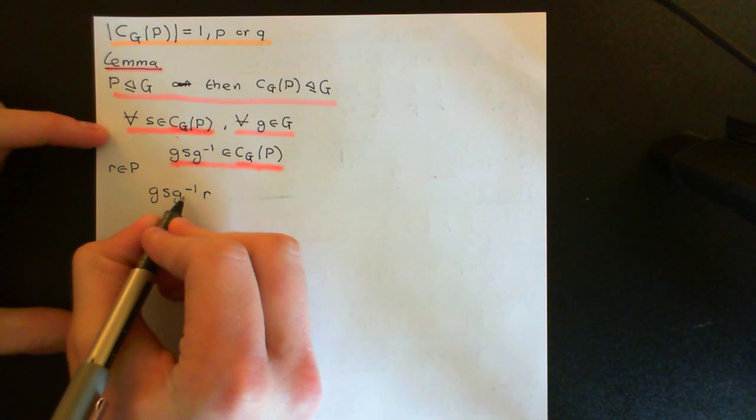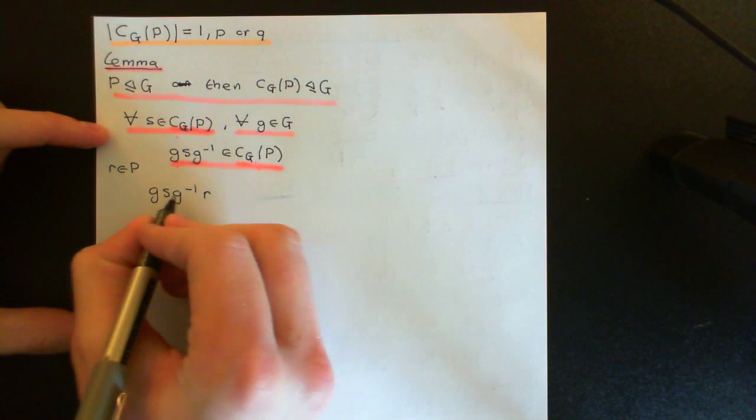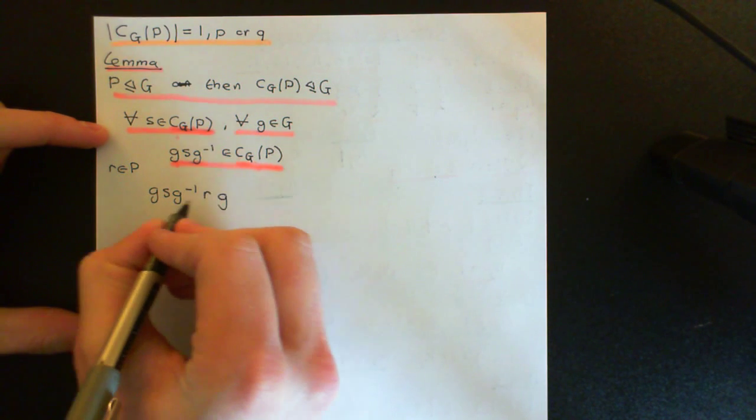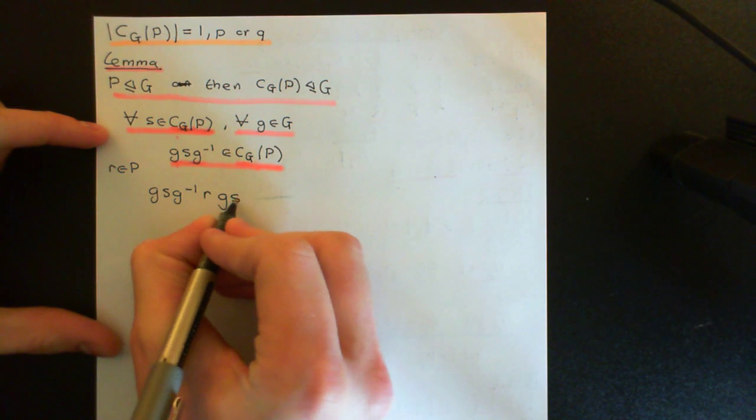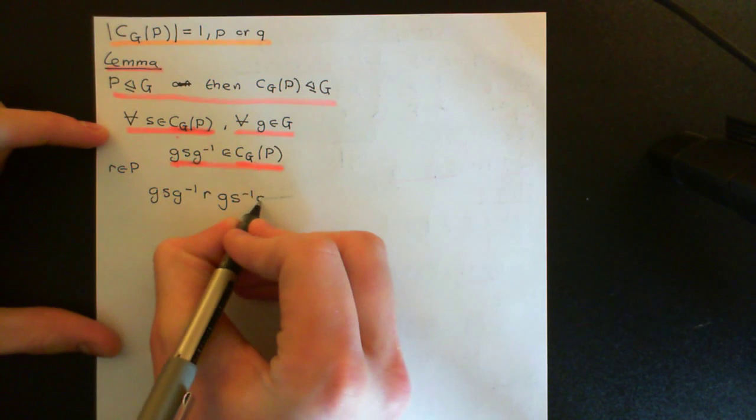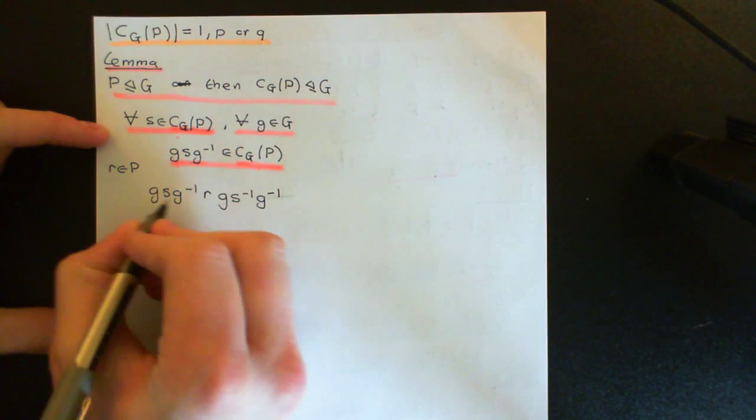So what's the inverse of g s g inverse? Well, it's going to be g, because g will cancel with this, then we'll want s inverse to cancel with the s, and then we'll want g inverse there to cancel with the final g.